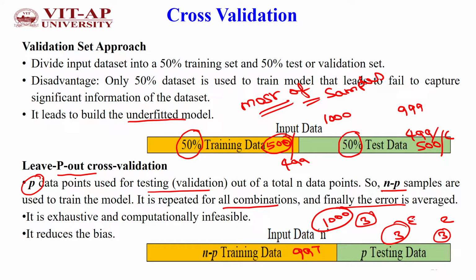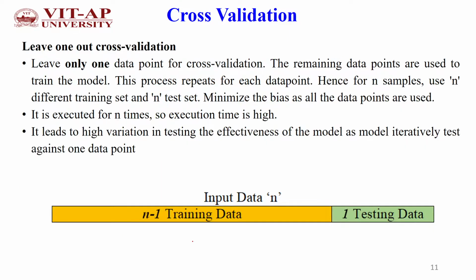So here you will get one error, and here you will get one error. Then finally you will average the errors of all iterations. This is a very exhaustive method and computationally infeasible; it will take time. It reduces the bias when compared with the validation set approach, because it uses all the training samples in the different iterations.